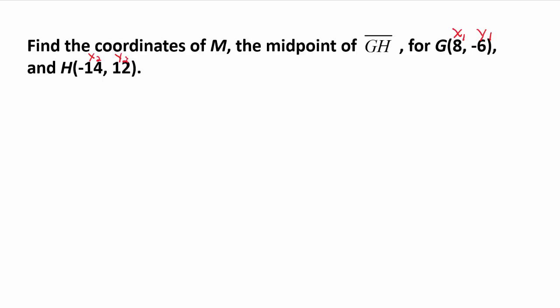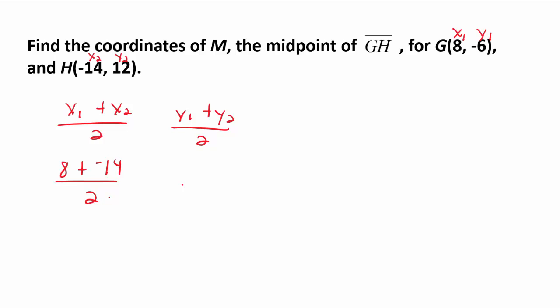Let's go ahead and start by writing our midpoint formula, which is x1 plus x2 divided by 2 and y1 plus y2 divided by 2. Now let's easily plug in our points. X1 is going to be 8 plus a -14 divided by 2, and then we've got -6 plus 12 divided by 2. 8 plus a -14, which is 8 minus 14, is going to be -6 divided by 2. Then -6 plus 12 is going to be a +6 divided by 2.